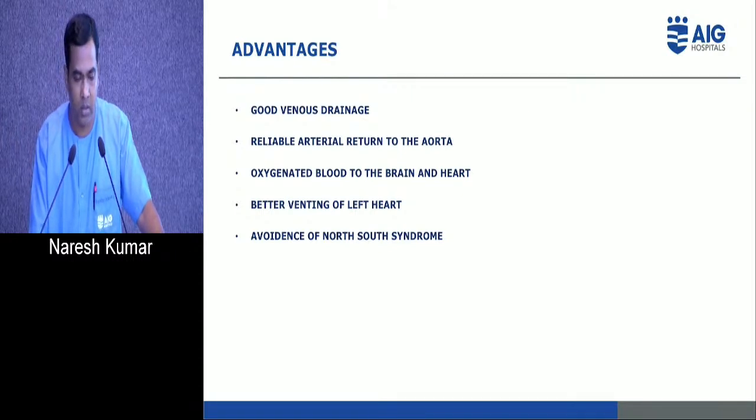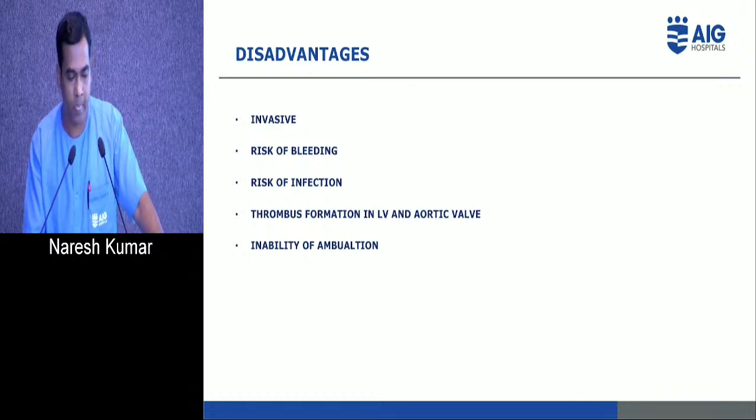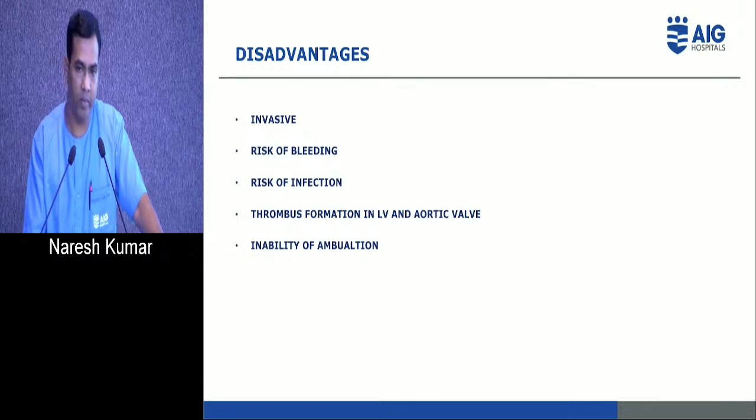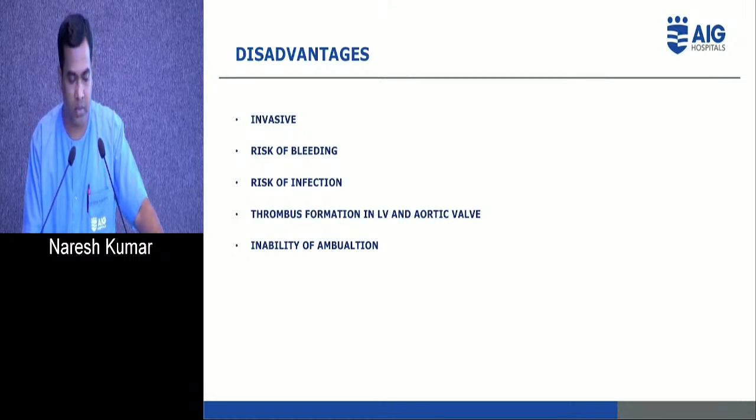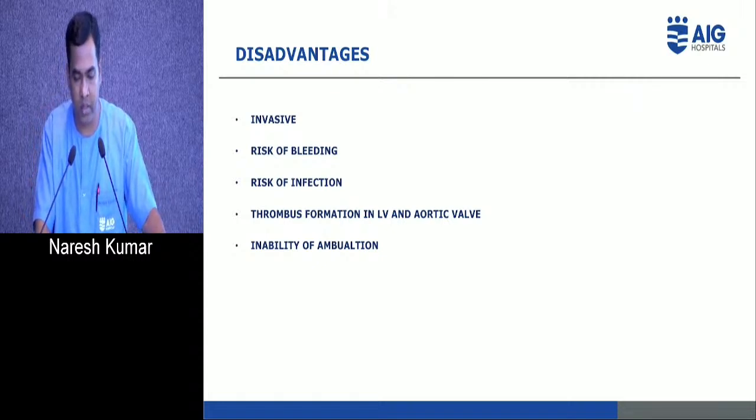Of course, it also has disadvantages because it is more invasive, and there is always a risk of bleeding and infection, because a big cannula stays directly in the heart. There can also be thrombus formation in the left ventricle and on the aortic wall, because when we are emptying the heart from the right side and pumping directly into the aorta, the left ventricle stays with some amount of blood, not contracting and not emptying. So there is always a possibility of thrombus formation in the left ventricle and on the aortic valve, which can embolize, and the patient can have stroke and limb ischemia.